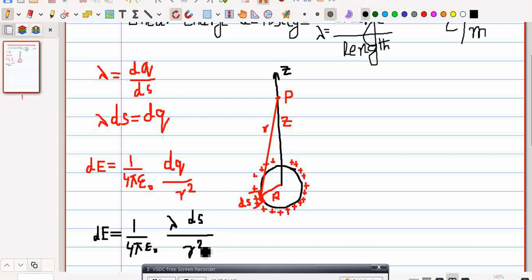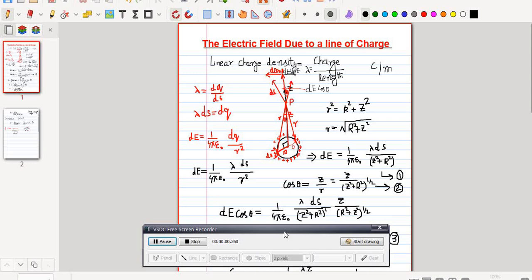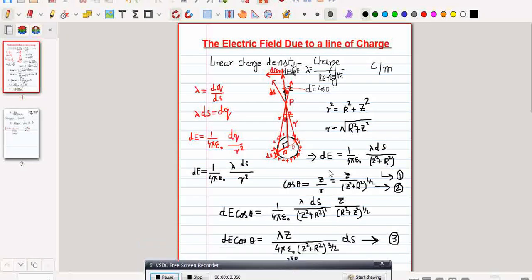Now this r square is not easy to find, but we know that this distance is z and this is r, this is the perpendicular length, this is a 90 degree angle. Using the Pythagoras theorem, we can write that r square is equal to z square plus this capital R square, because this is the base and this is perpendicular, this is the hypotenuse. So r is equal to z square plus R square under the root sign.